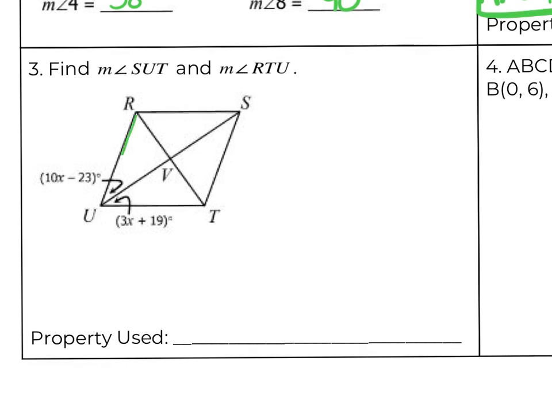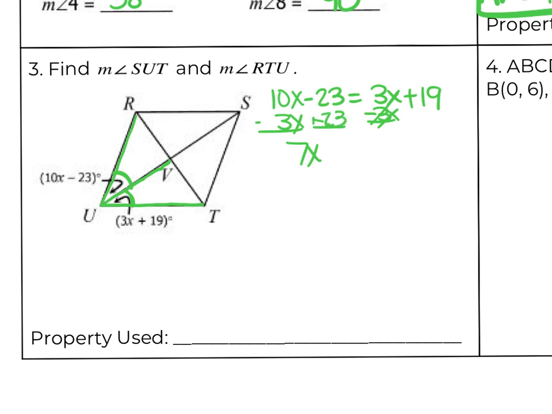So RUT is this big one, and we know that angle is bisected by the diagonal here, so that makes this angle congruent to this angle. And when I have 2 congruent parts, I can set those 2 parts equal, so I can do 10x minus 23 equal to 3x plus 19. Okay, I'll minus 3x from both sides, add 23 to both sides, and divide by 7. That gives me x equals 6.